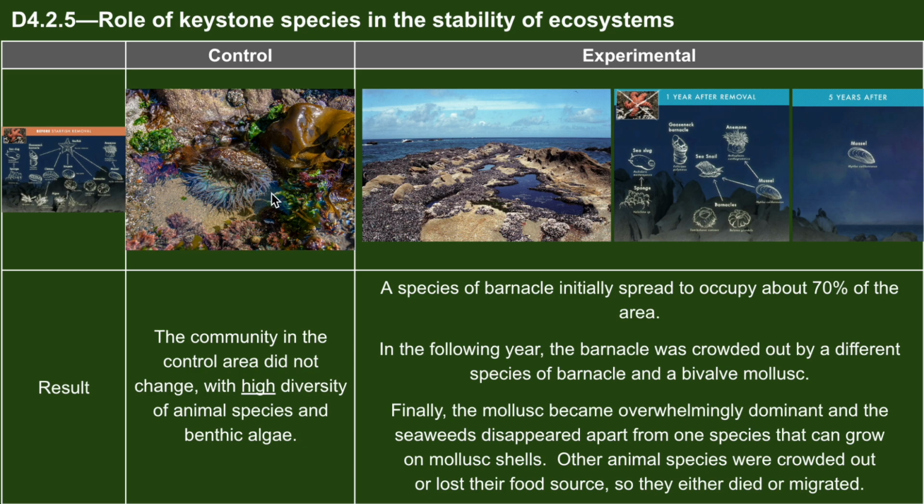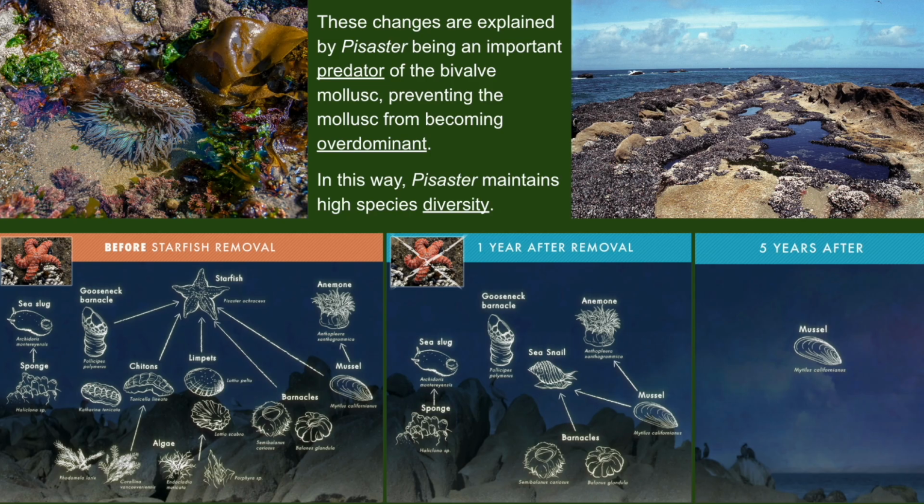In the control, the community biodiversity didn't change. In the experimental pool, we saw that a barnacle initially took over and occupied 70% of the area. Then the barnacles were crowded out by a different species of barnacle and a mollusk. Eventually the mollusk became overwhelmingly dominant. Seaweeds disappeared, apart from one species that can grow on mollusk shells. Other animals were crowded out and lost their food source, so they either died or migrated.